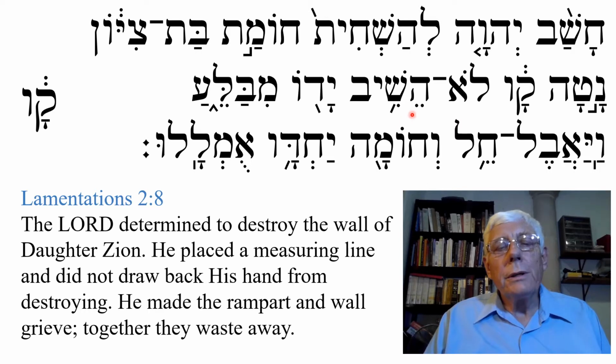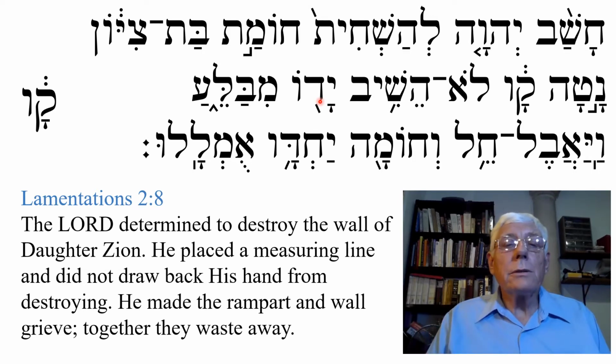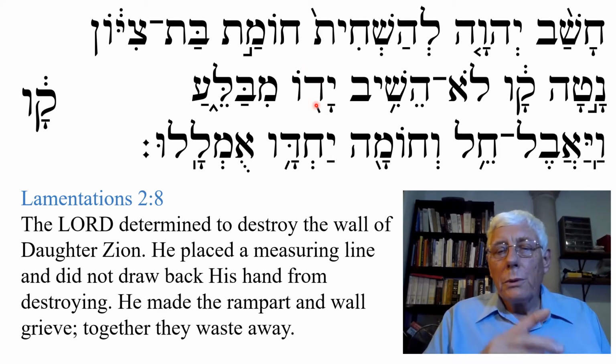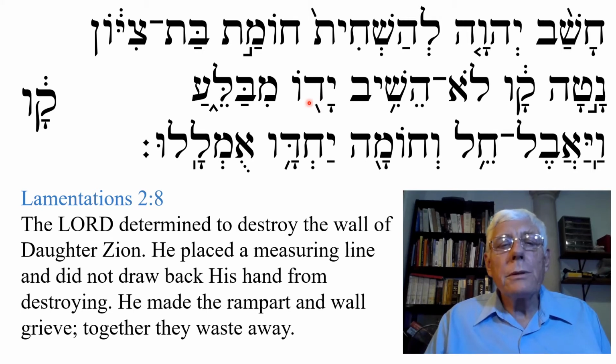Lo heshiv, and he did not bring it back. He didn't haul it back. His hand: yado. Yad, the hand. We're going to be looking at some of the very basic words in the alphabet, and this is one of them. It's also a paleographically based word, so we'll get to that sometime sooner or later.